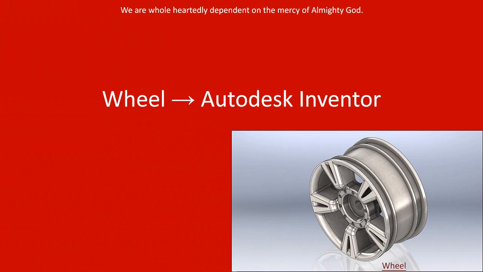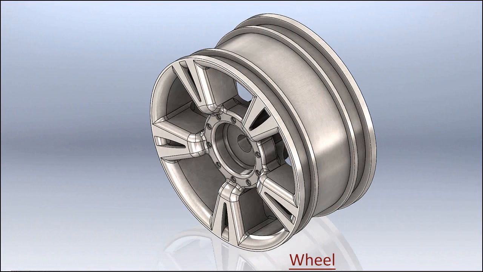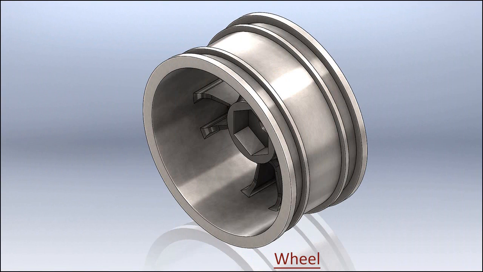Today we will create a model wheel in Autodesk Inventor. The design of the model has been taken from our suspension assembly. We have already uploaded a complete video of the assembly. You can go to my channel to view this video. We are showing some pics of this model so that you can understand it easily.